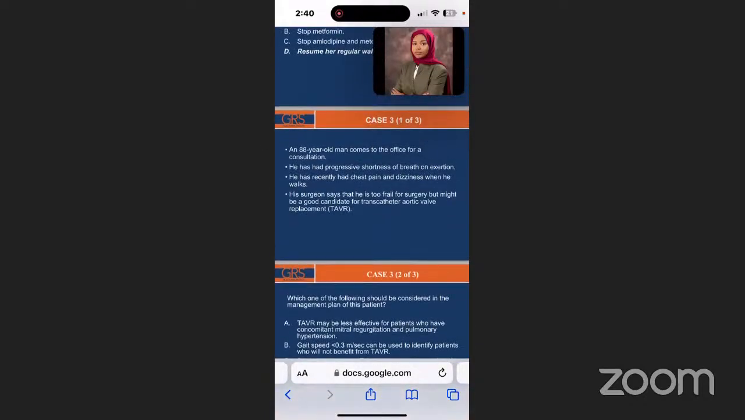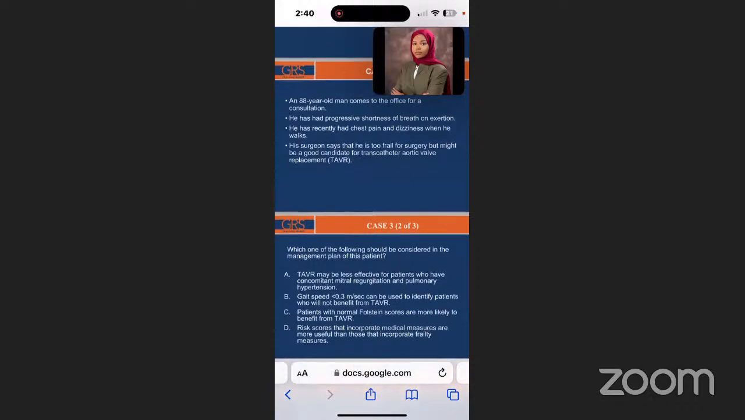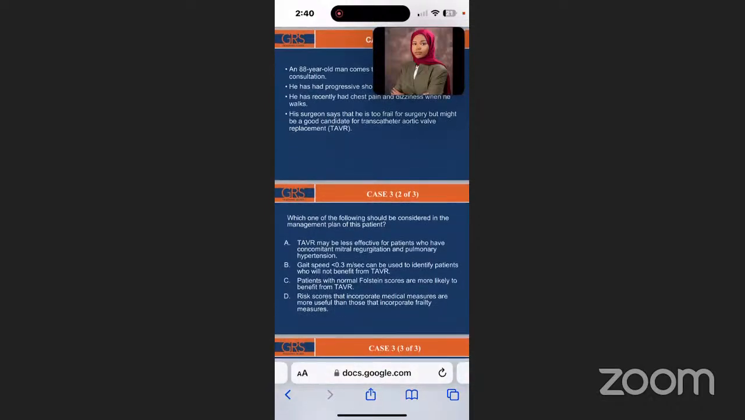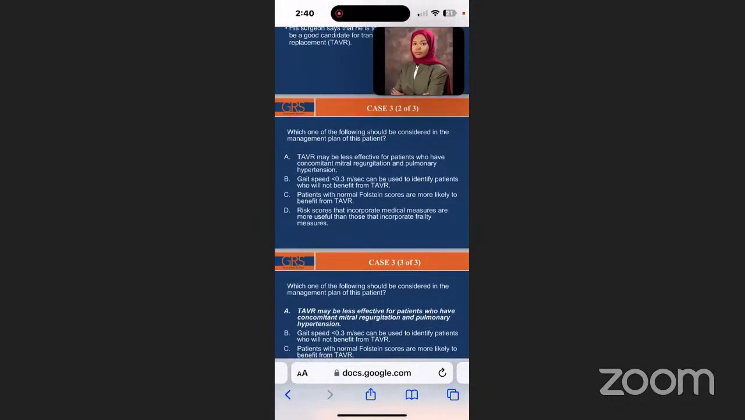Case number 3: an 88-year-old man comes to the office for a consultation. He has had progressive shortness of breath on exertion. He has recently had chest pain and dizziness when he walks. His surgeon says that he has to be referred for surgery, but he might be a good candidate for transcatheter aortic valve replacement. Which one of the following should be considered in the management plan for this patient?